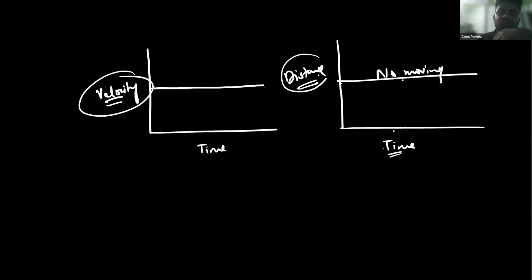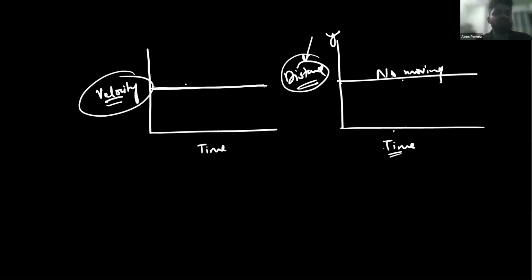When you see such a line parallel to the time axis, it means whatever is written on the y-axis is constant. So when distance is on the y-axis, distance constant means the object is not moving. For example, if you are sitting on your chair and the distance between you and the wall is not increasing, it means you are stationary.